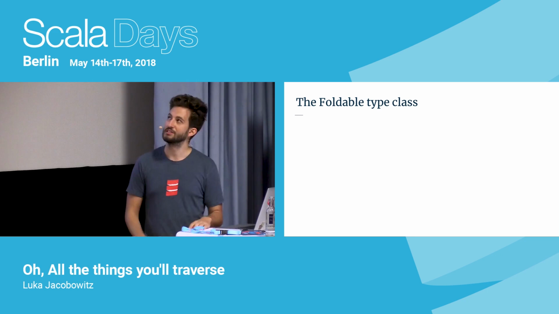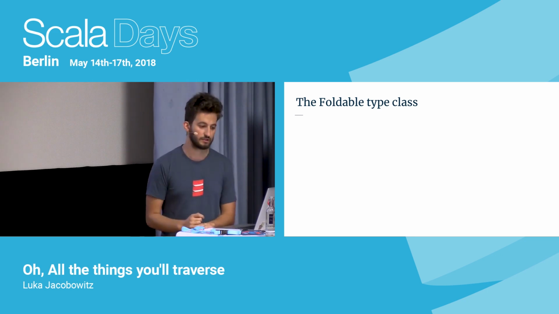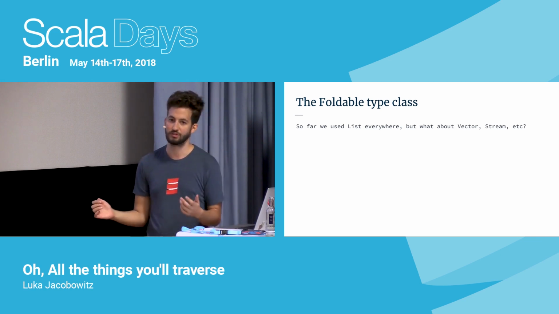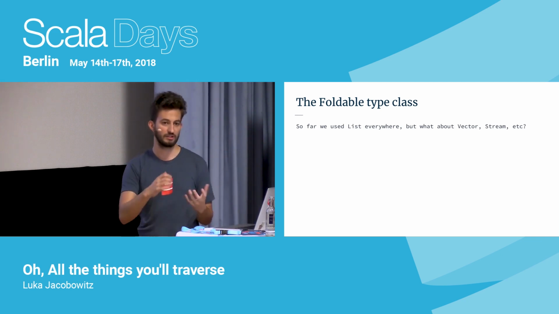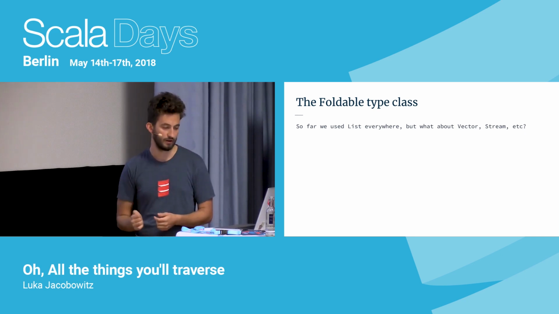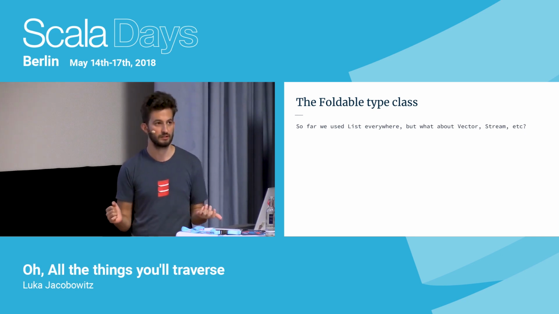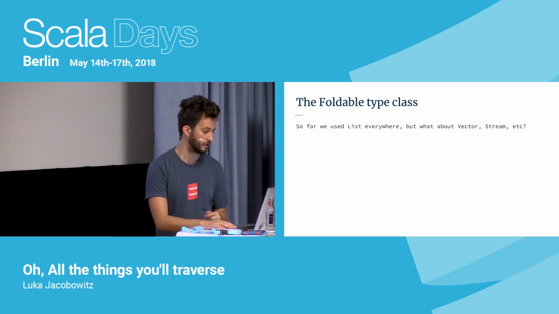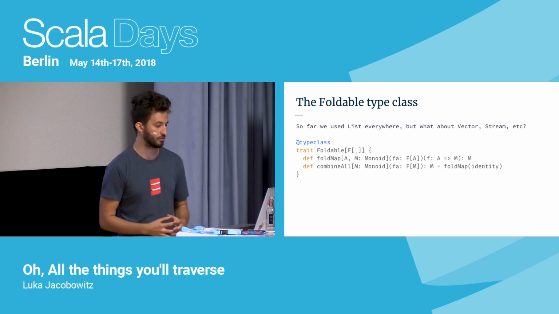So, next up is this thing called the foldable type class. So far, we've used list everywhere as our basic collection type, but what about things like vector, stream, or something like option, which is basically like a list with a single element or none, right? And that's what this foldable type class does.